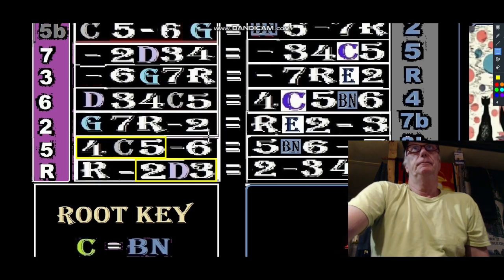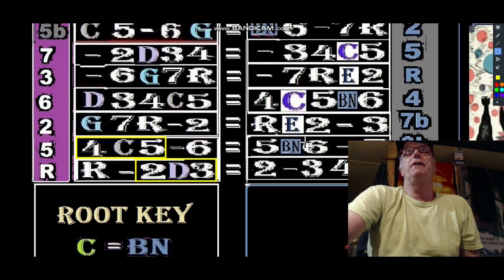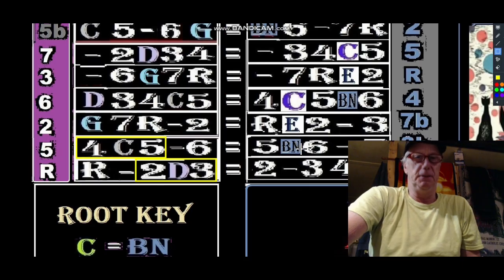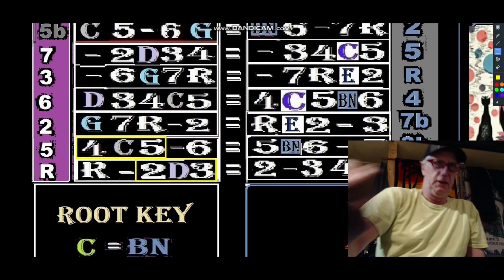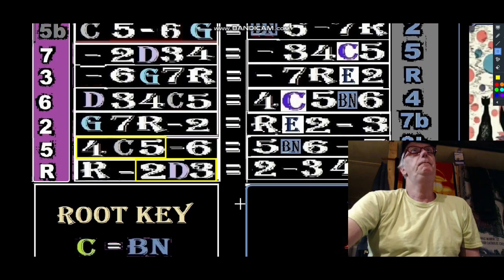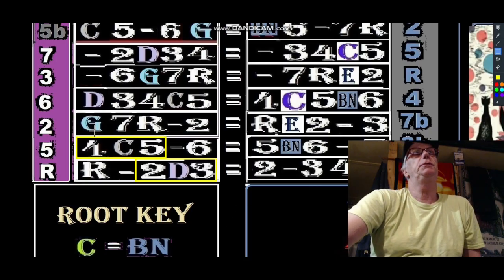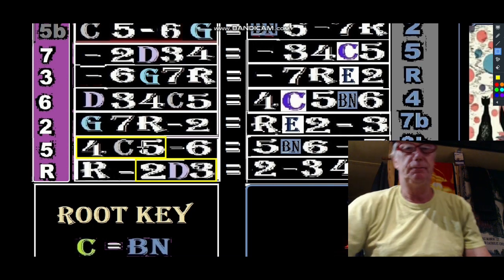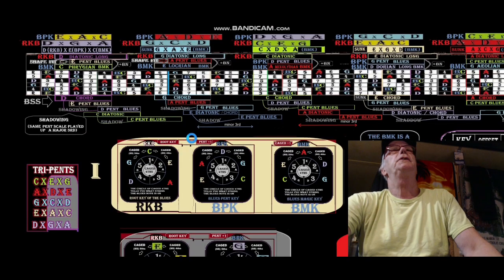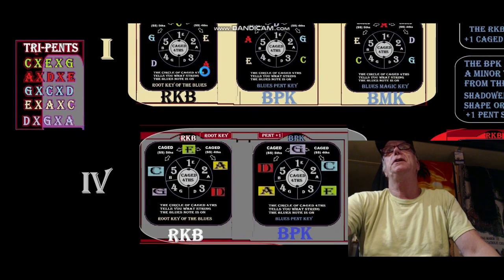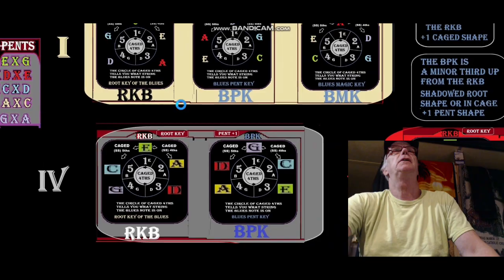Of course, that corresponds to 5, 6 in the blues magic key, but in the blues Pent key, it's 2, 3, 4. So right there, you can see the blues Pent key is the 4th of the blues magic key. Indeed, it is. Let's hope we're not just wasting our time here. If we are, it's never a waste of time with guitar.